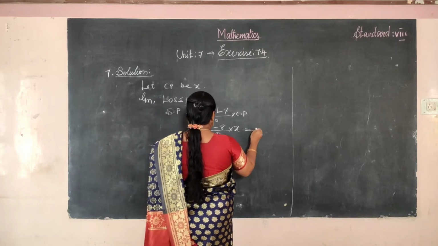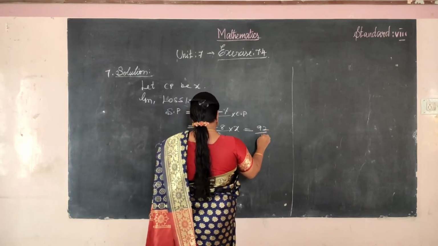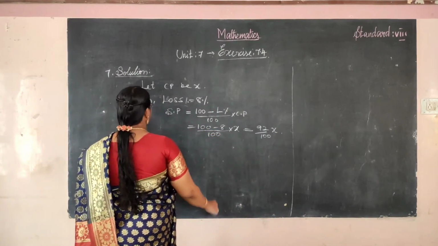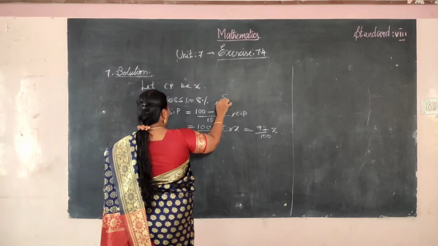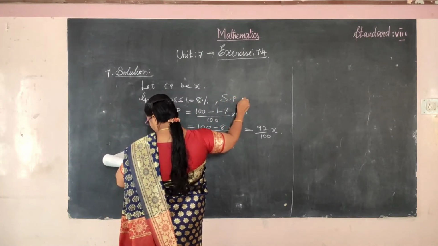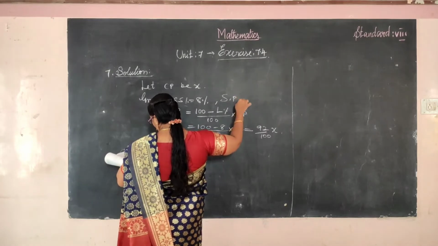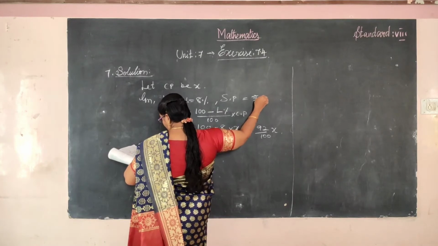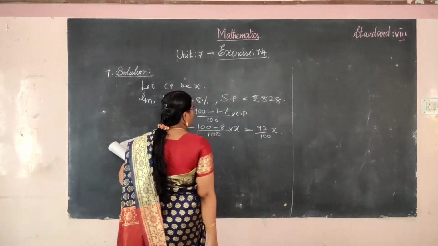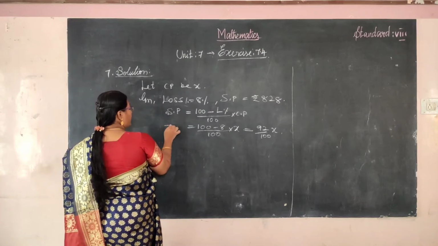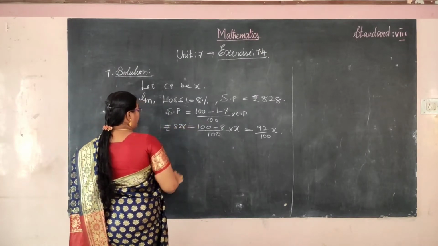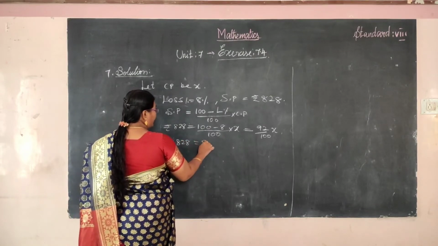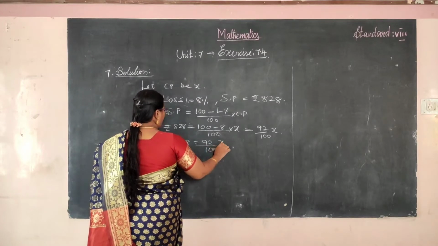Okay, so 92 by 100 into x. Okay, here the selling price value is given, is it? Selling price. How many rupees is given? Here the shopkeeper sold a shirt for 828 rupees. Okay, so selling price is rupees 828. So compare these values: 828 is equal to 92 by 100 x. Now find out the value of x.